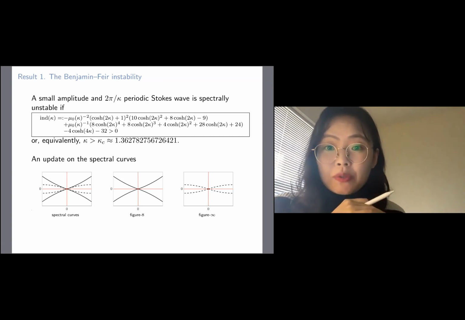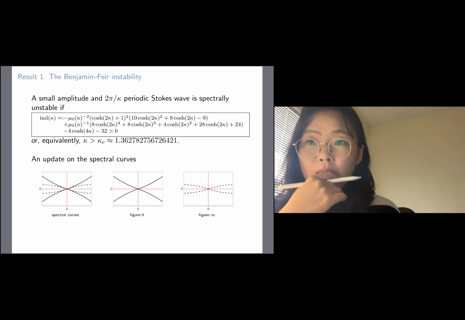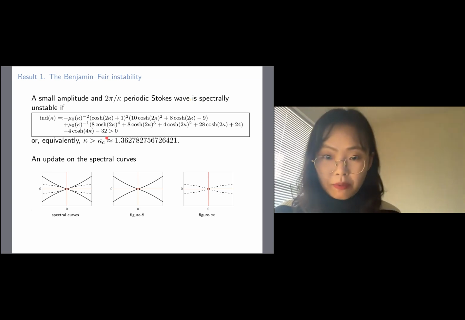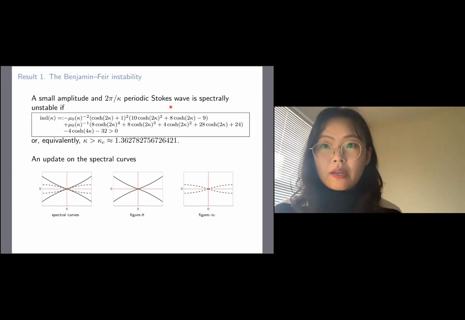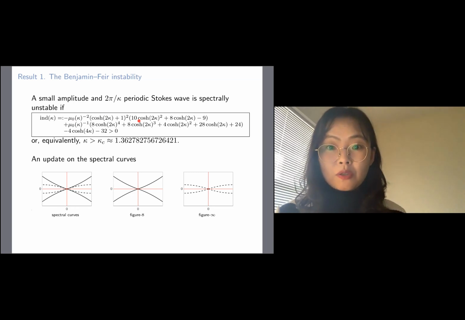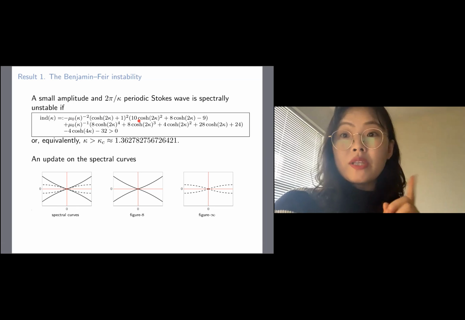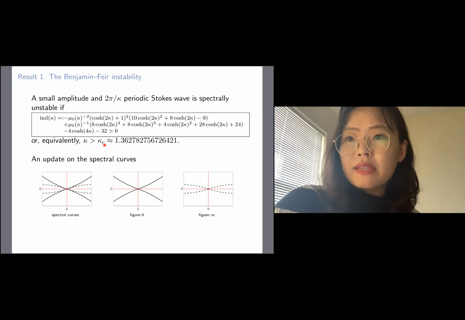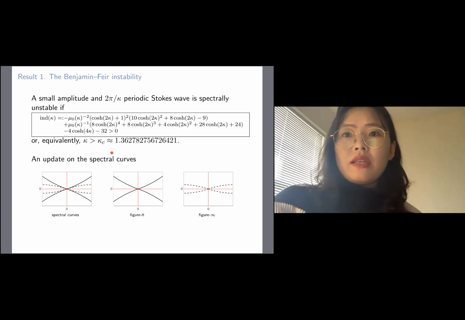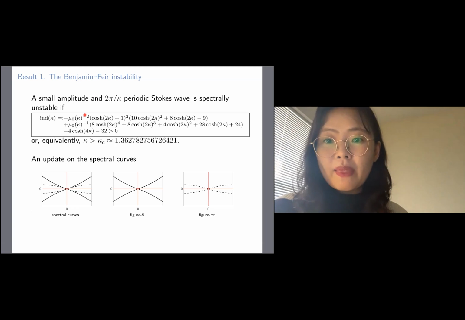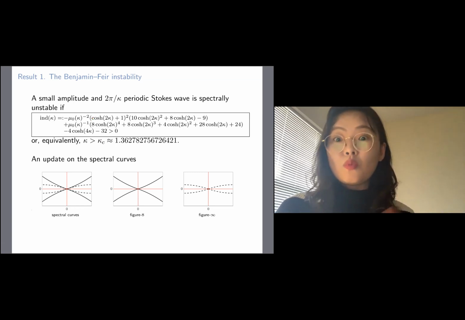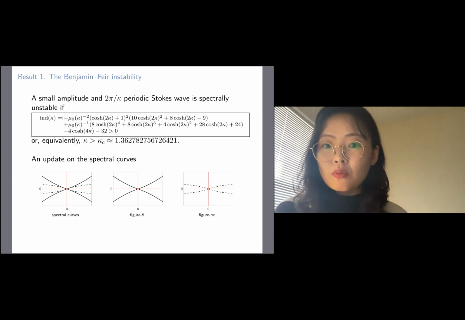So a sufficiently small amplitude, 2 pi over kappa periodic Stokes wave is unstable if this index function becomes strictly positive. This index function is a function of kappa, which is the wave number of the unperturbed Stokes wave, and it involves hyperbolic functions, so that you can numerically evaluate. And it turns out that it has only 1 zero at around 1.36. So not only do we get the same critical value as everyone else, the index function that we get is exactly the same as the index function of Bridges and Mielke. And also this expression appears in the work of Benjamin and Feir and others in the 60s. So again, Benjamin and Feir were right.